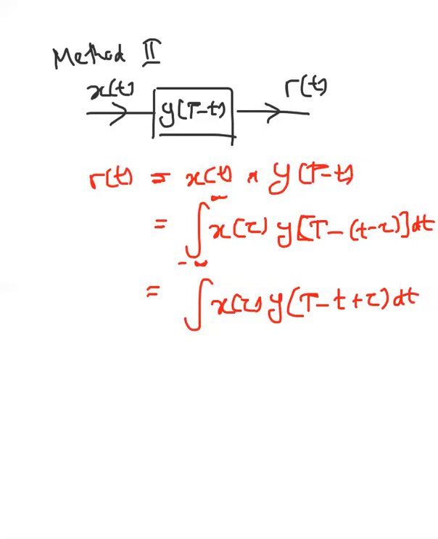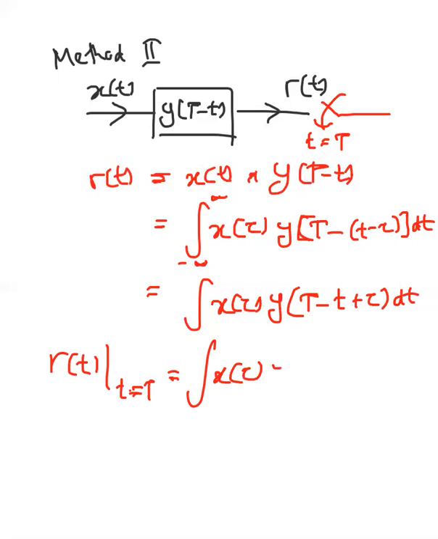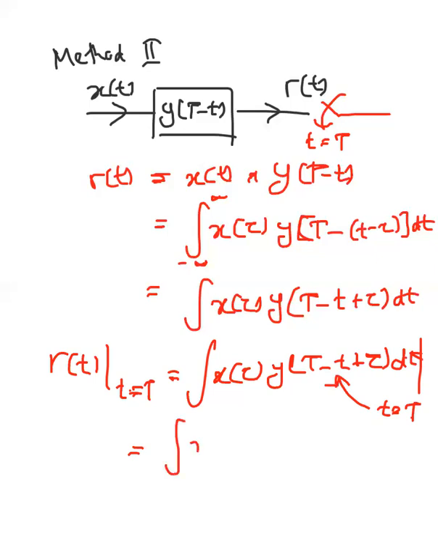So what we do is, this output we sample it when time t equals capital T, right? So if we sample this output, it will be integral x(tau) y(t - tau) d tau, where t is equal to capital T, right? So what I have to do is plug capital T instead of simple t, so this will cancel out. So what we get is x(tau) y(tau), so these are d tau, right? Sorry for that, it's not dt, it's d tau.